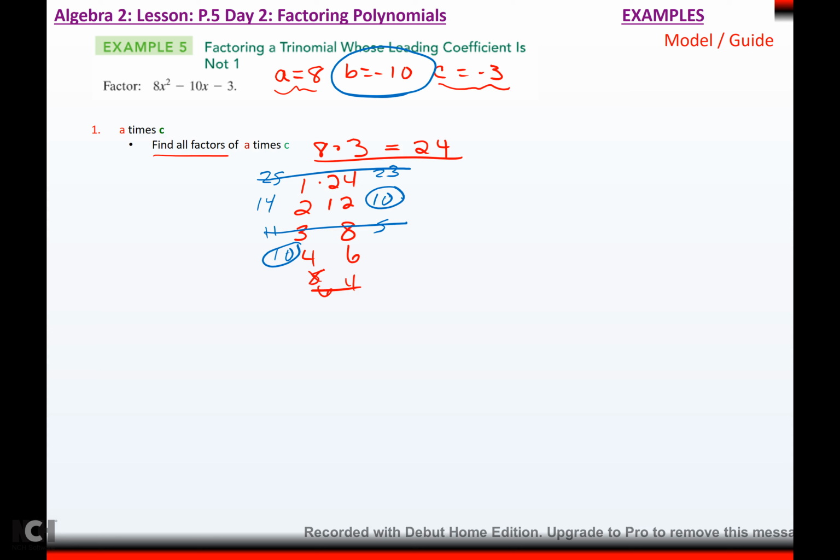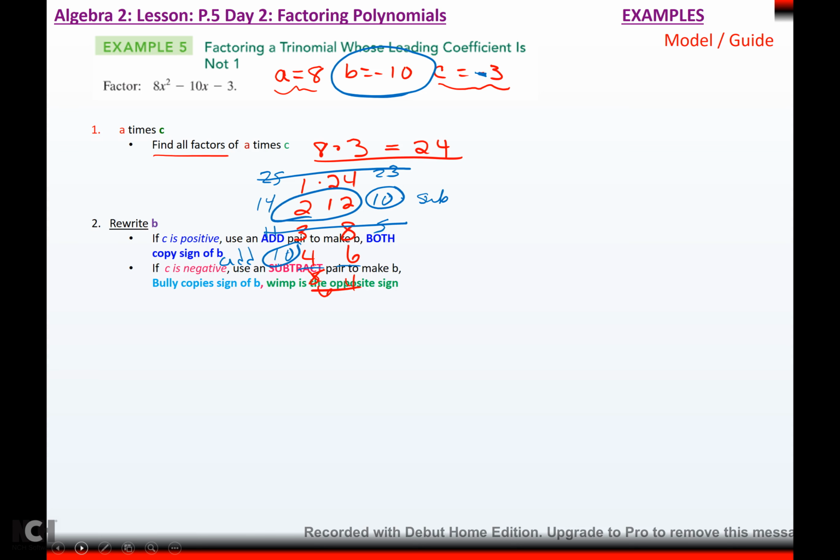This is not very common, quite rare. When there's more than one way to make it, you have to look at how you'd get it. To get 10 this way, I would have to use subtraction, which means my signs would have to be different. If I used 6 and 4, I'd have to add in order to get 10. c will tell you what to do. If c is plus, then you use the plus pair. If c is minus, then you use the subtract pair. Always works. I've never seen it not work. So my pair is 2 and 12. Okay, next step.